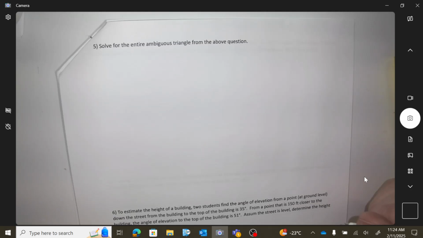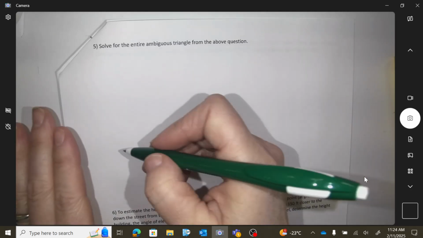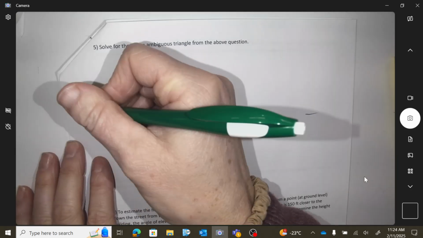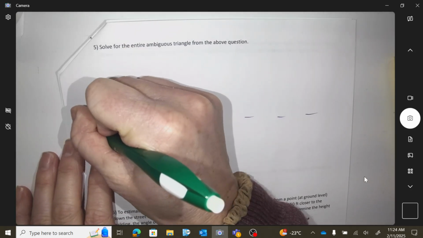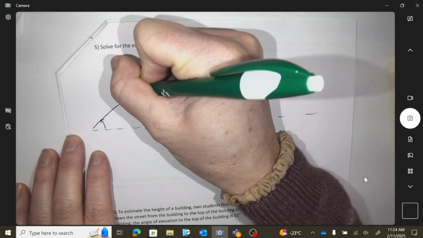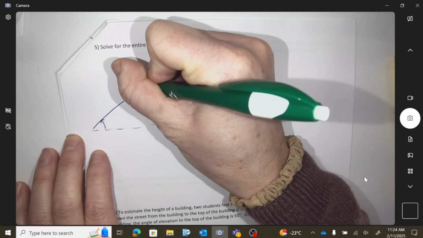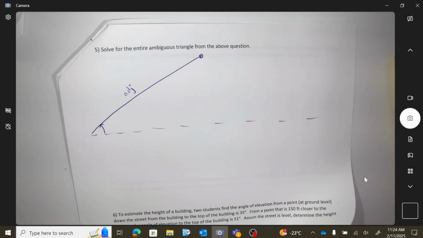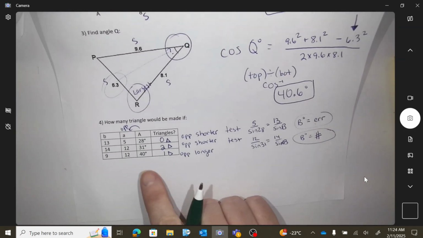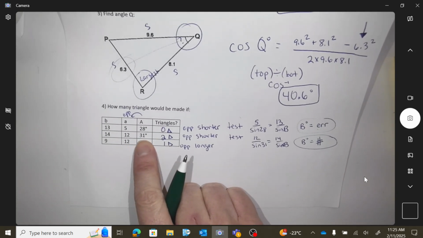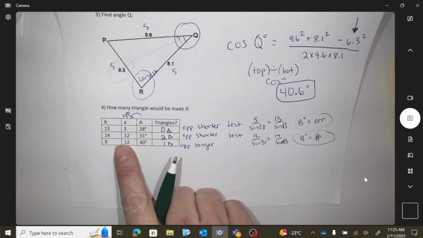Solve for the ambiguous triangle from our question here. So there's the ground. There's the adjacent side. Okay, so I gotta go back to here. We had 12, 14, and 31 degrees. That was our two triangle. So 12, 14, and 31.